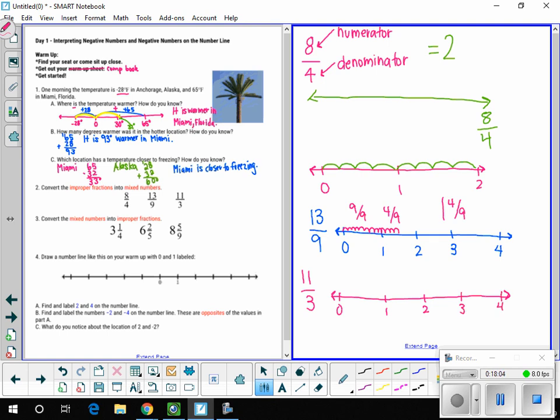Okay. So every time I have 3 thirds, that's 1 whole. So I'm going to go, let me switch colors here. 1, 2, 3. That's 3 thirds. And then I have 4, 5, 6. That's another 3 thirds. 7, 8, 9. That's another 3 thirds. And then 10, 11. And that would be 2 thirds.